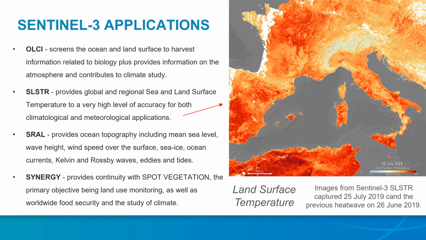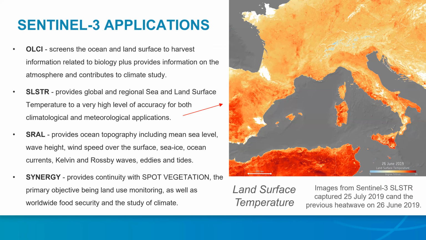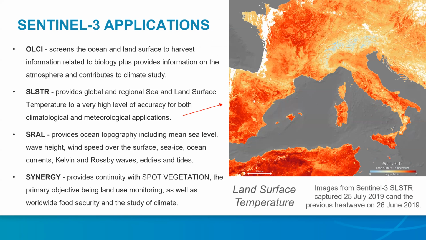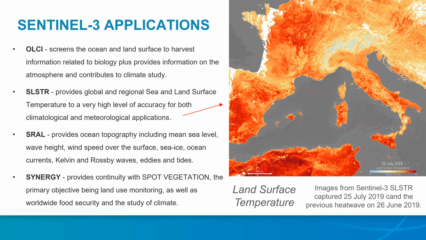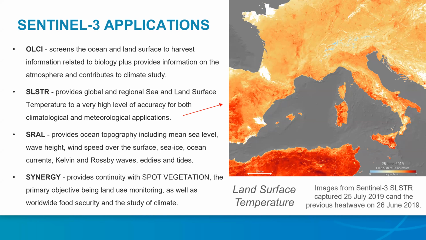So there are different applications for each of the Sentinel-3 instrument products. And this image here is an example of an extreme heat wave in Europe from the sea and land surface temperature radiometer. The animation of 2 images shows the land surface temperature from the 25th of July 2019 compared to data recorded during the previous heat wave on the 26th of June 2019. So here clouds are visible as white, and the light blue represents snow-covered areas.